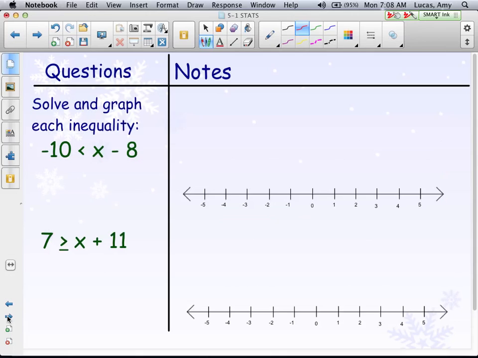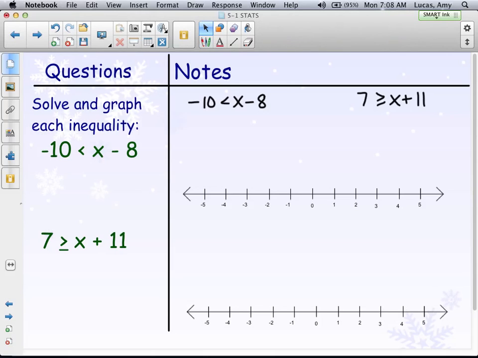Now we have some solving. So it says solve and graph. The first one, -10 is less than x minus 8. Then the second one, 7 is greater than or equal to x plus 11. To solve these, you solve them just like we solved one-step equations. So I need to isolate my variable.